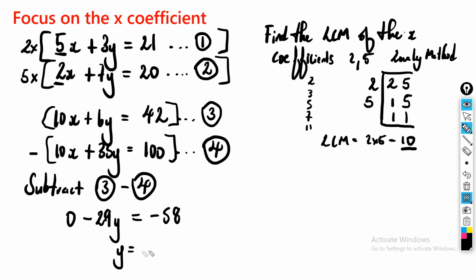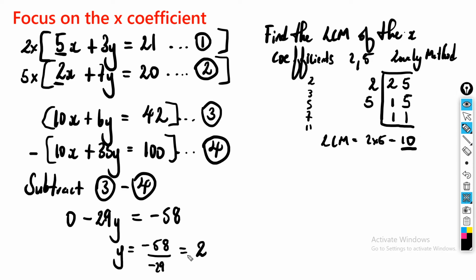Then y would be equal to negative 58 divided by, let me write that 8 better. Oh man, I really don't like how that 8 looks. So it would be negative 58 divided by negative 29. And if you divide two negatives, you're going to get a positive. So y is actually equal to 2, right?